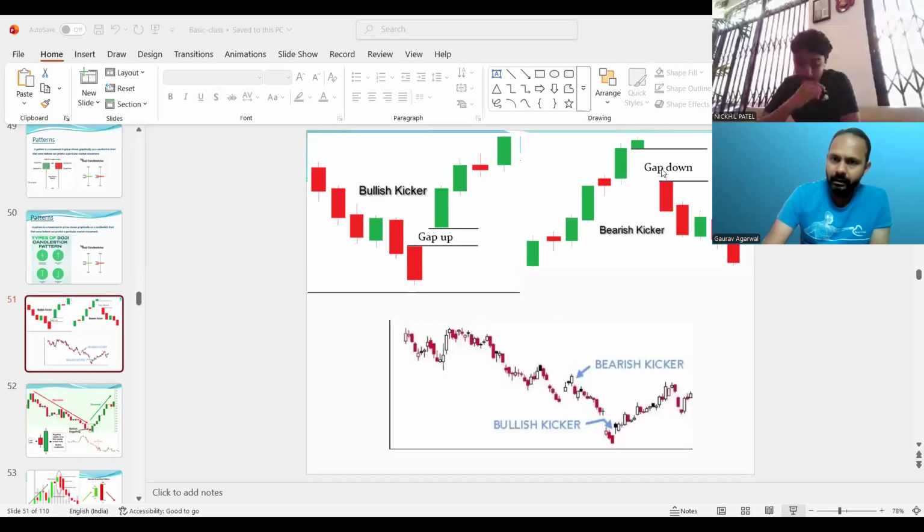So similarly, we have the bearish kicker, right? We have a small candle there at the top, and then we will have a big gap down with a big red candle, right? So the short has to be taken from here. You need to take a short position from there. Yeah, I'm clear with this one.